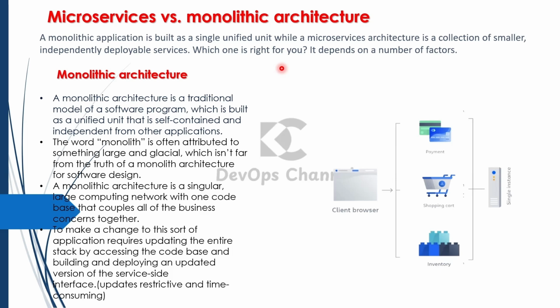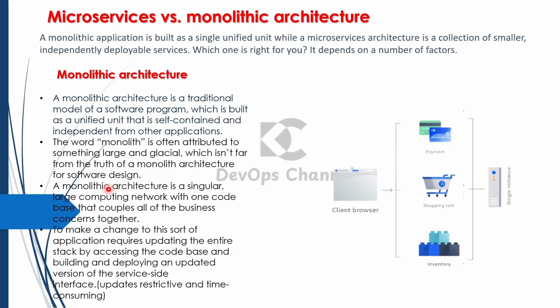Now let's go over it and understand in depth. A monolithic architecture is a traditional model of a software program, built as a unified unit that is self-contained and independent from other applications. Basically, it bundles a set of services in a single instance. The word monolith is often attributed to something large and glacial, which isn't far from the truth of a monolith architecture for software design.